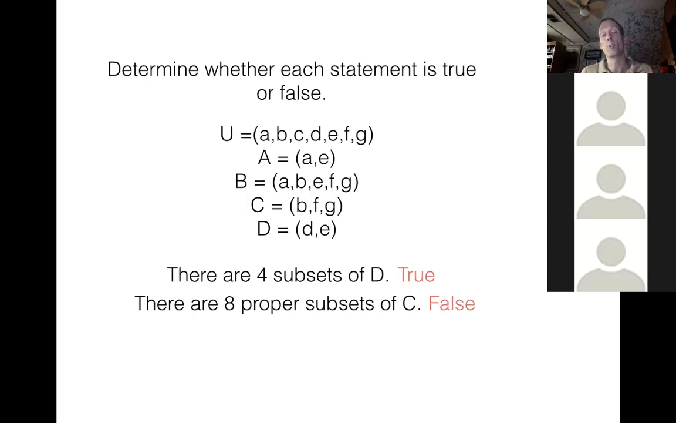A lot of people will say, oh, I need to look at set C. I have 3 elements in set C, B, F, G. 2 to the power of 3 is 8. Yes, true statement. And then what happened was they forgot the word proper was there and then they get the question wrong. So just remember subsets is one formula, 2 raised to the power, and proper subsets, you just have to modify the formula by subtracting 1.